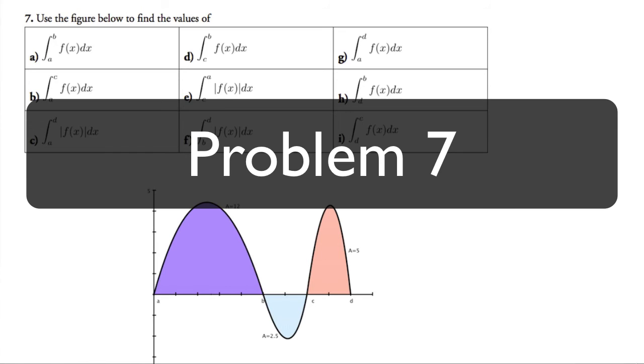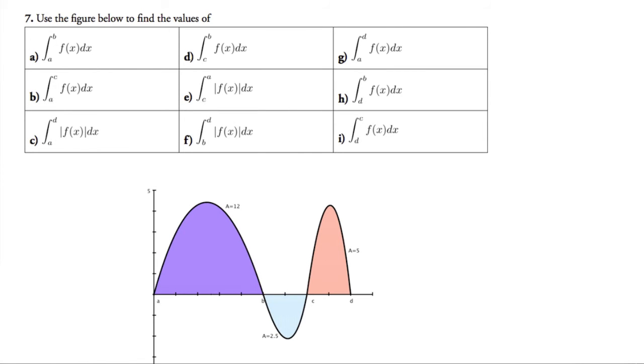Okay, so we're going to use the graph down here to find all of these integrals. So let me put it in bigger numbers. This one is 12. And this one is 2.5, and this one is 5. Now, these numbers are the area in absolute value. So even though this one says 2.5, if you get the integral from b to c of this function, it would be negative.